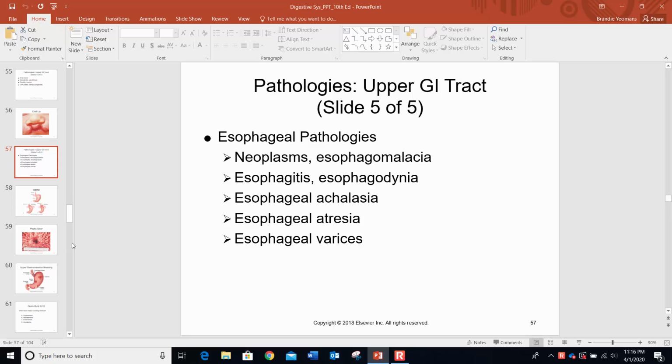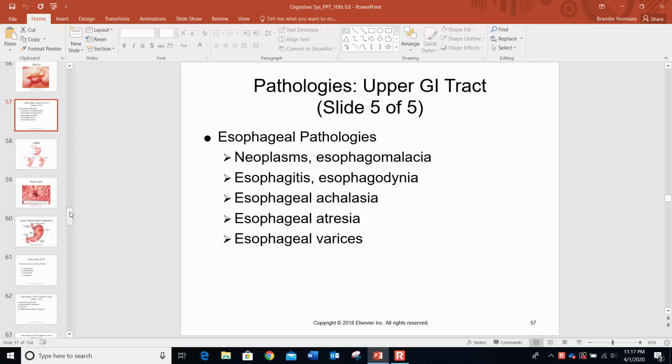So some of these typical pathologies with the upper digestive system are going to be esophageal pathologies, such as esophagomalacia, which would be that abnormal softening of the esophagus, which, you know, guys, that can't happen. That's going to cause a lot more problems. Esophagodynia, remember that's pain, discomfort.